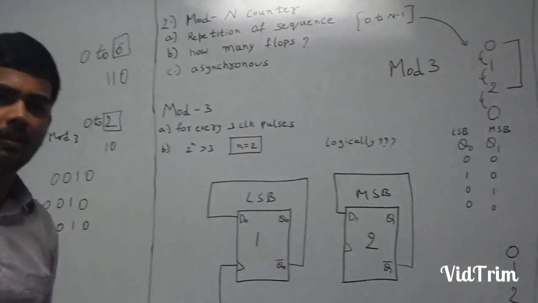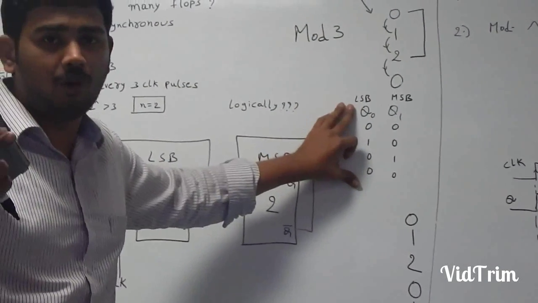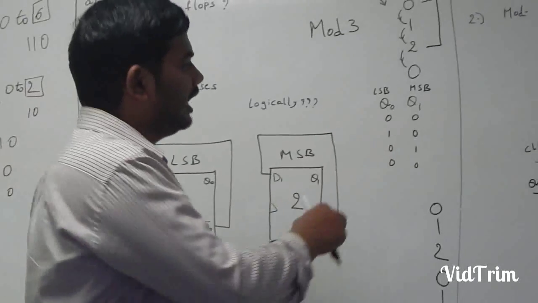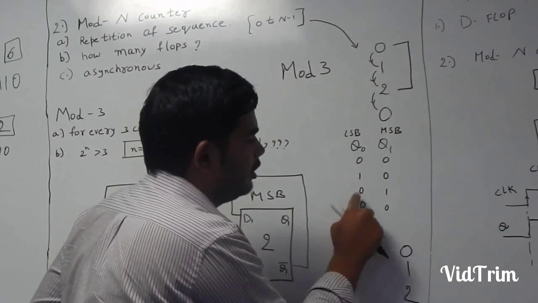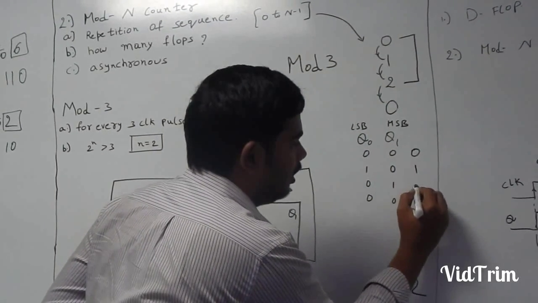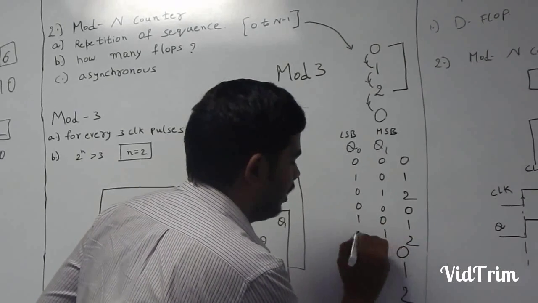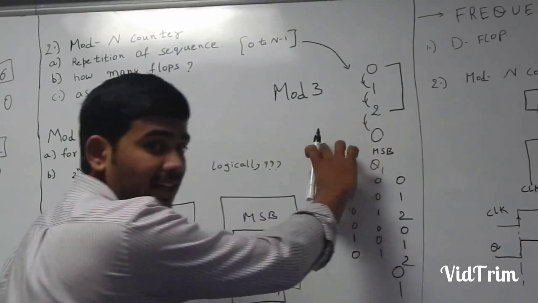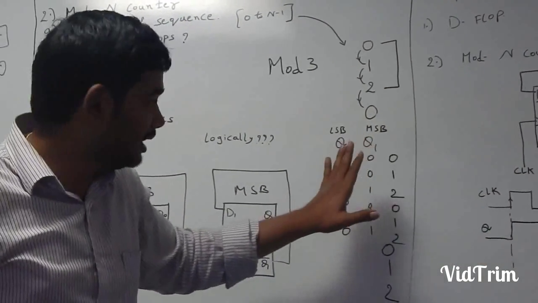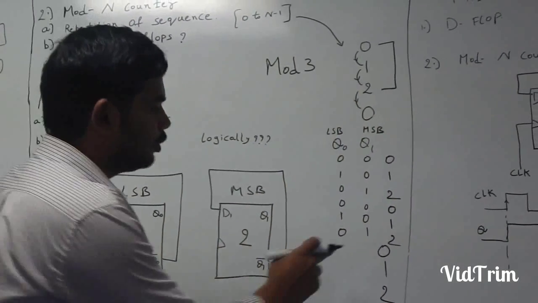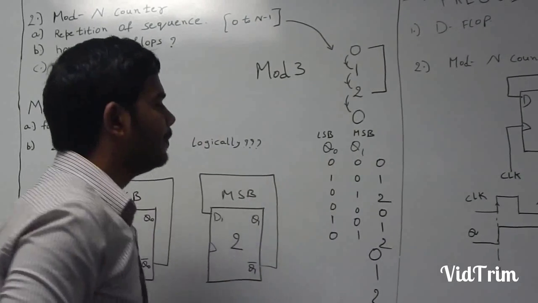Now for the mod 3 counter we require 2 bits. Let us suppose this is LSB and this is MSB. I am taking this side as MSB and this side as LSB. 0 0, 0 1, 1 0 are nothing but 0, 1, 2, then 0, 1, 2. So 1 0 is 2, 0 1 is 1, 0 0, and then 1 0, 0 1, 0 0 again.